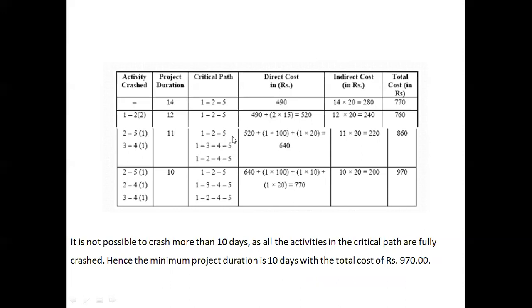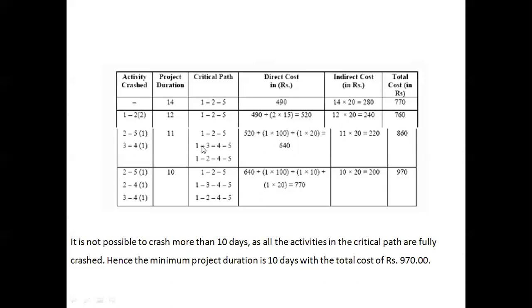Then 1 to 2, 2 to 5, 1 to 3, 3 to 4, 4 to 5, 1 to 2, 2 to 4, 4 to 5. These all three paths will become the critical path here. And the direct cost when 2 to 5 is crashed by 1 day will be 520 plus 1 into 100. So that is 520 plus 100, which will become 620.